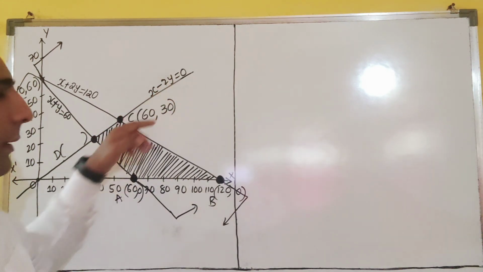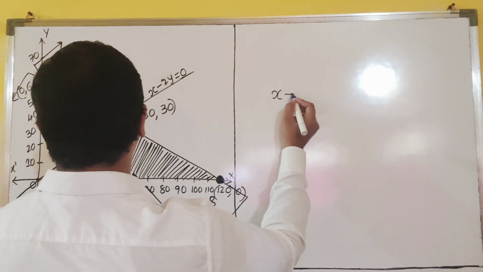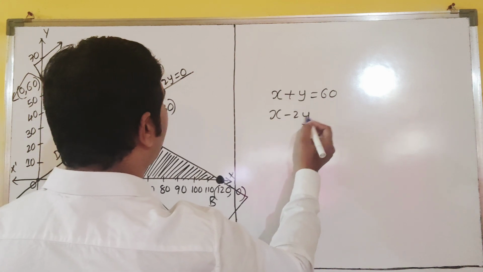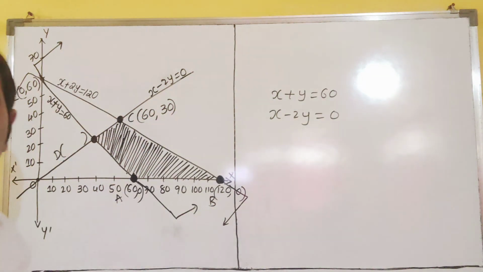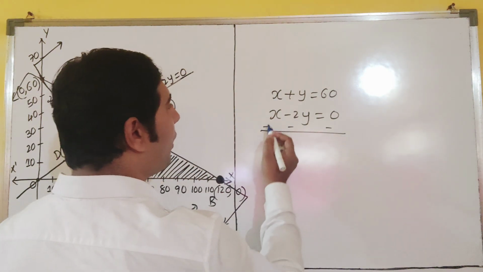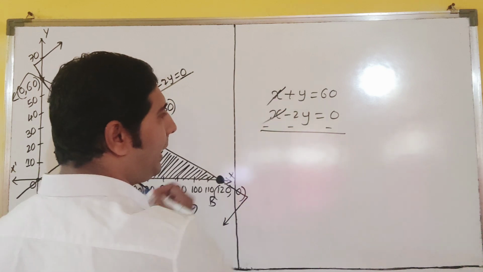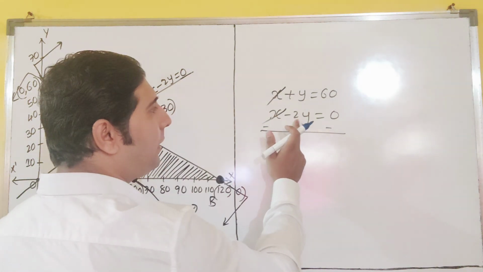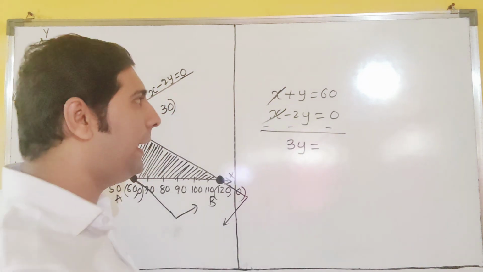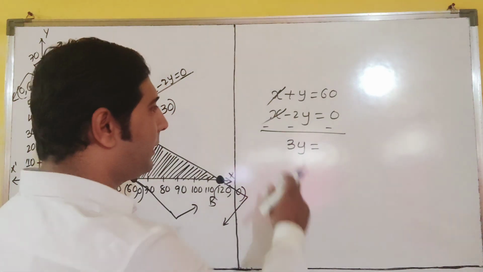X minus 2y. So this point is meeting with these 2 lines. That is x plus y is equal to 60, another is x minus 2y is equal to 0. Clear? So now subtract them. Subtract now. Minus into plus is minus, plus x minus x get cancelled. Minus into minus plus 2y plus y, that is 3y. Understanding?